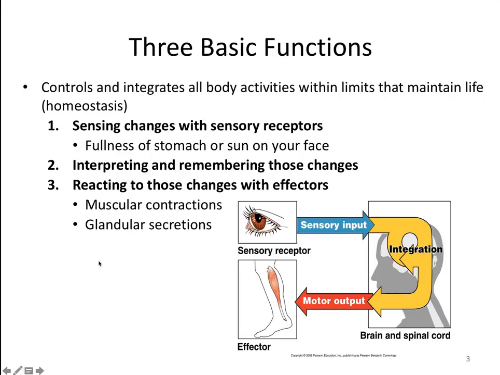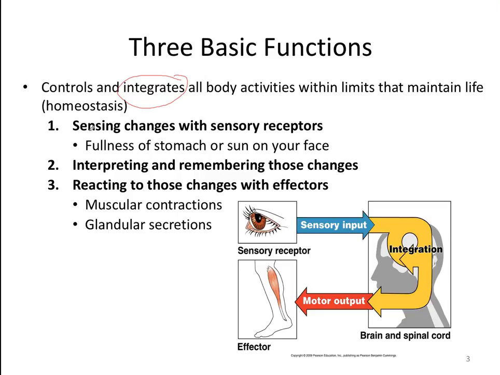Okay, so 3 basic functions of the nervous system. And this slide is really asking you to imagine, why would I even have a nervous system to begin with? What's the point? Well, you need a nervous system to control and integrate all body activities within limits that maintain life. So that means homeostasis. And again, think back to our homeostatic feedback loops. It all began with a receptor reporting some change in a stimulus value to the controller, which is the central nervous system. Integrates means that neurons talk to each other and come to a consensus on what task should be carried out in relation to the stimulus that is experienced.